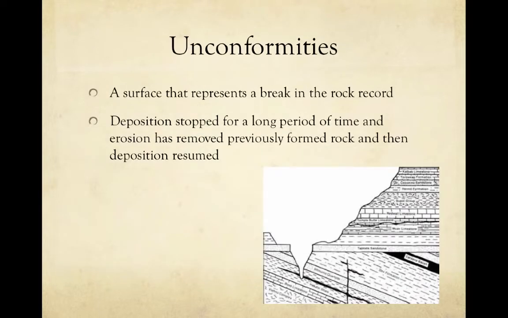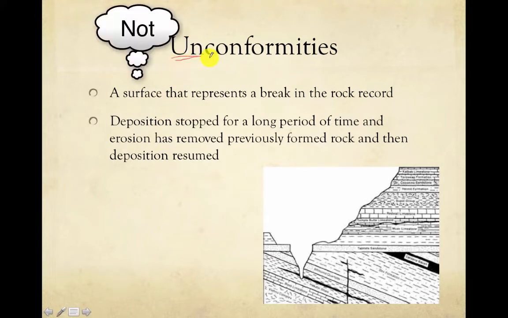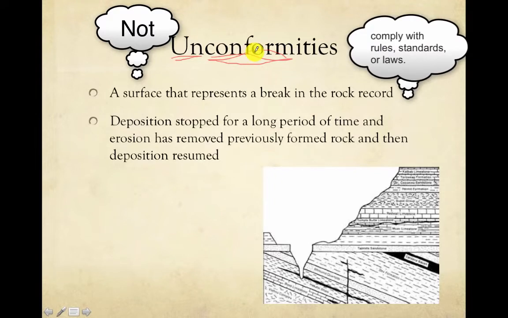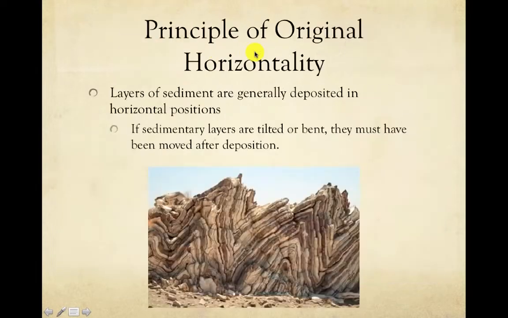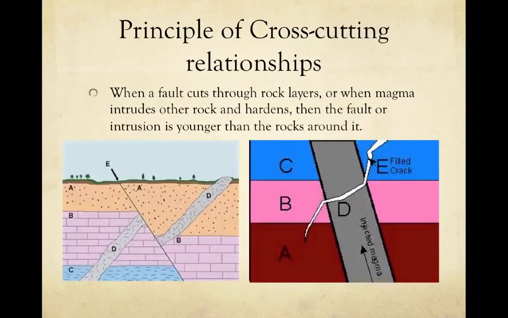Today we are going to talk about unconformities in the rock record. So an unconformity, vocab word, is a surface that represents a break in the rock record. If we break this word apart, we have un. The prefix un means not, and then we have the word conform. To conform means to abide by the rules or follow along. So it's not conforming to our other rules that we had just talked about: the principle of cross-cutting relationships, original horizontality, and the law of superposition.